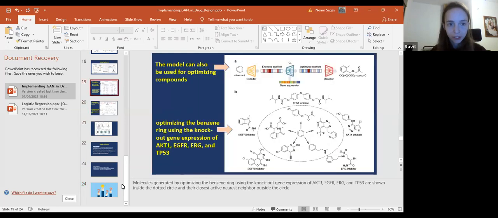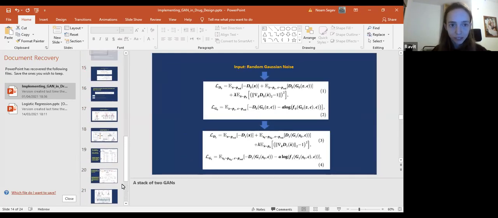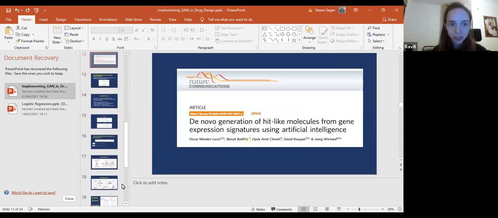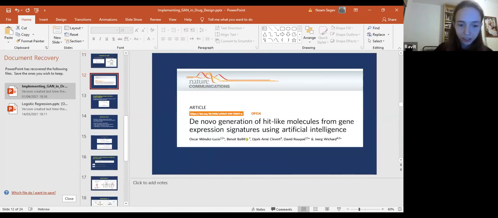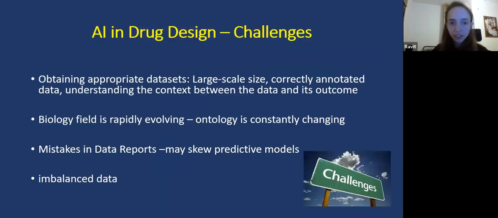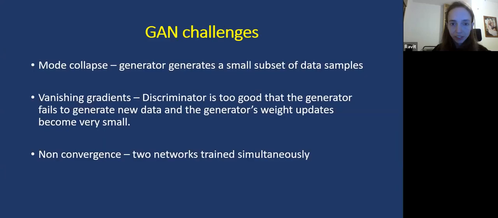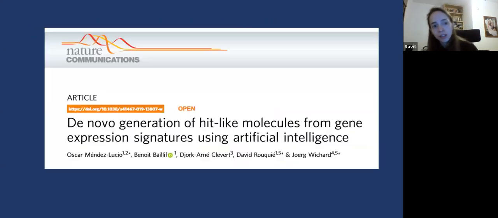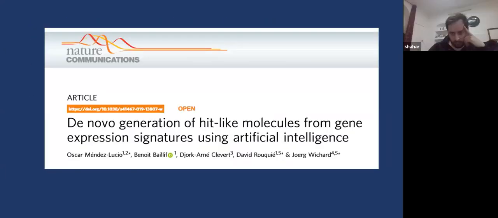You mentioned this was published recently. Can you elaborate where it was published? In Nature. I don't remember the year, but here. Where is it? Here it is. Oh, sorry. There you go. Nature Communications. Thank you.